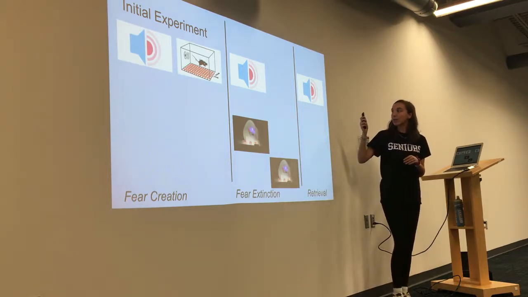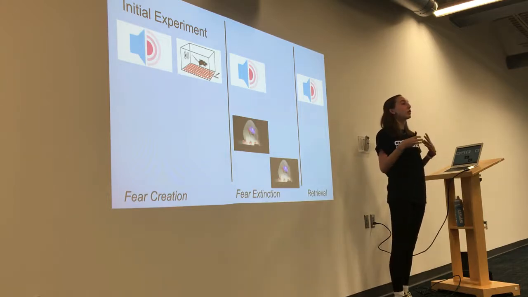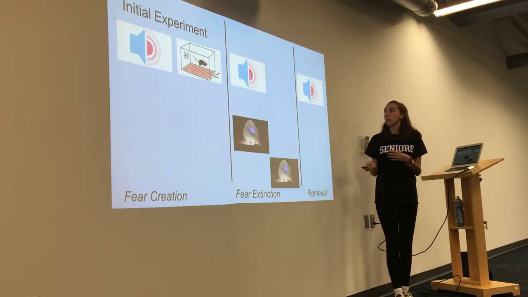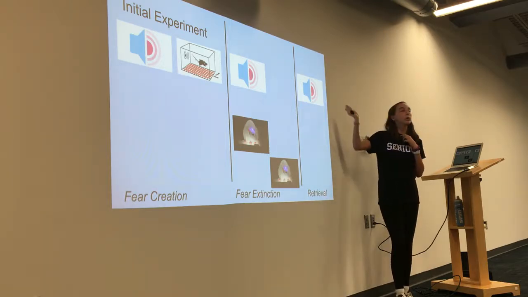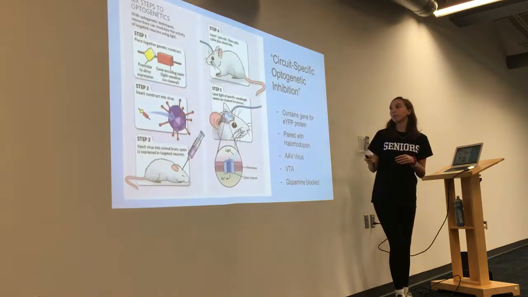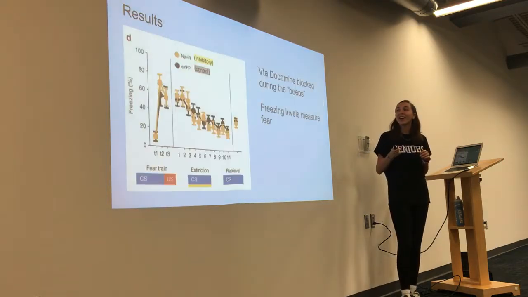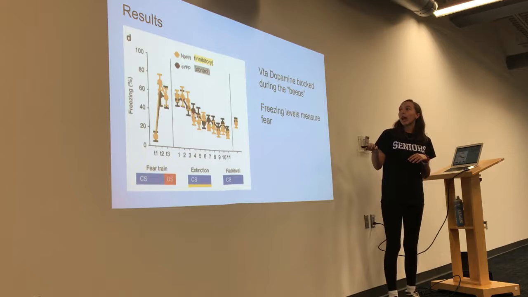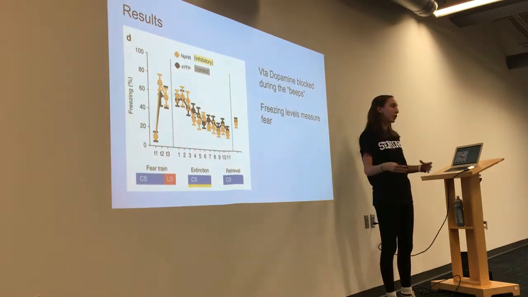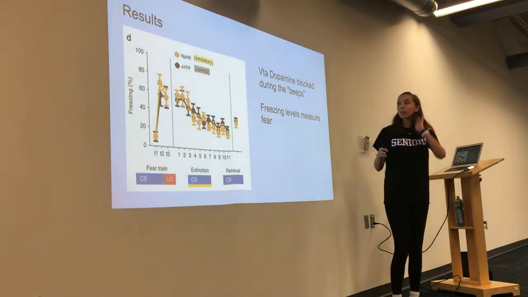And then lastly, there's a retrieval phase, which is pretty much a final measure of how much these mice are afraid, and it's a comparison between the groups. And again, that's only playing the 20 beeps, and there's no shock. Sorry. So the first thing I want to look at is the group of mice that had their dopamine blocked during the conditioned stimulus or during the beeps.